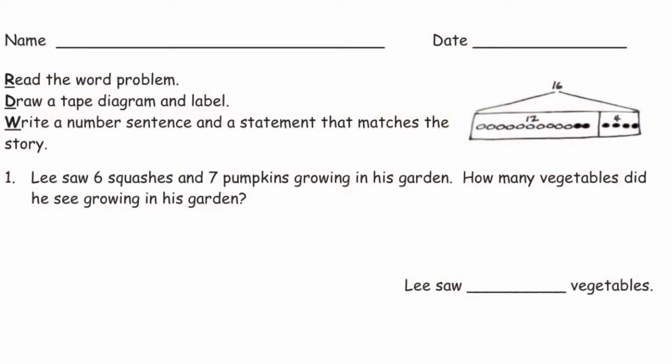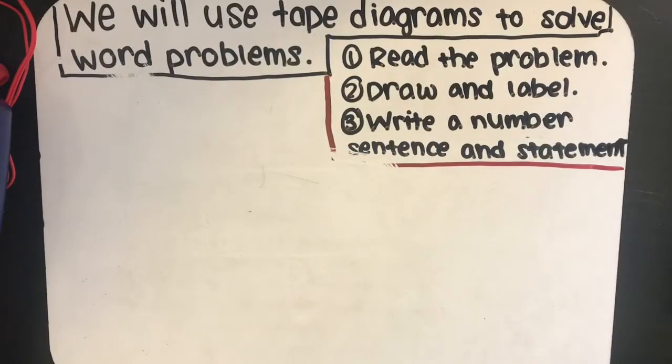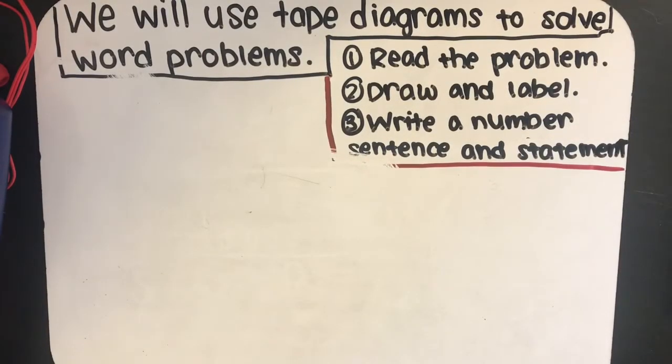Lee saw 6 squashes and 7 pumpkins growing in his garden. How many vegetables did he see growing in his garden? Now let's draw and label the problem.